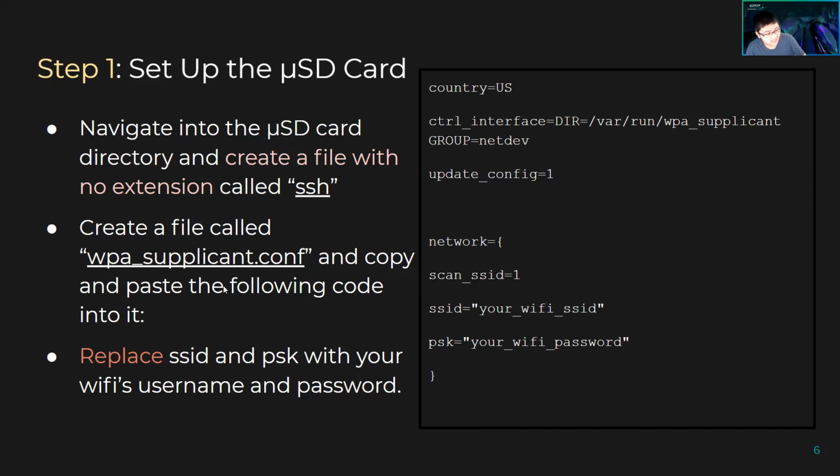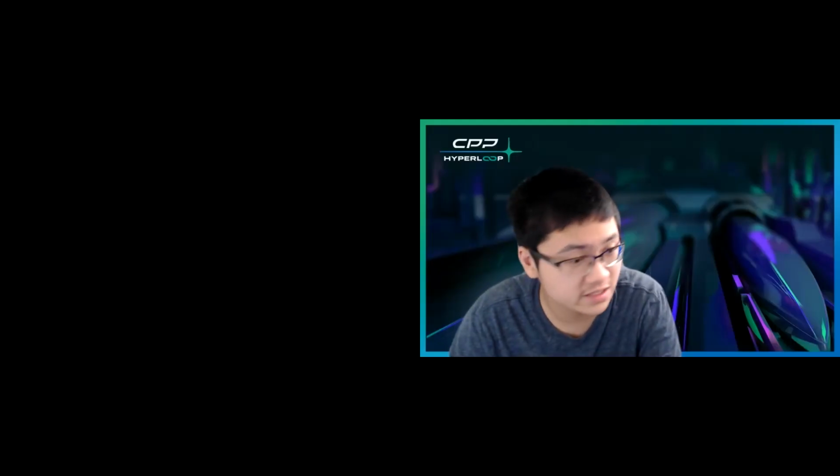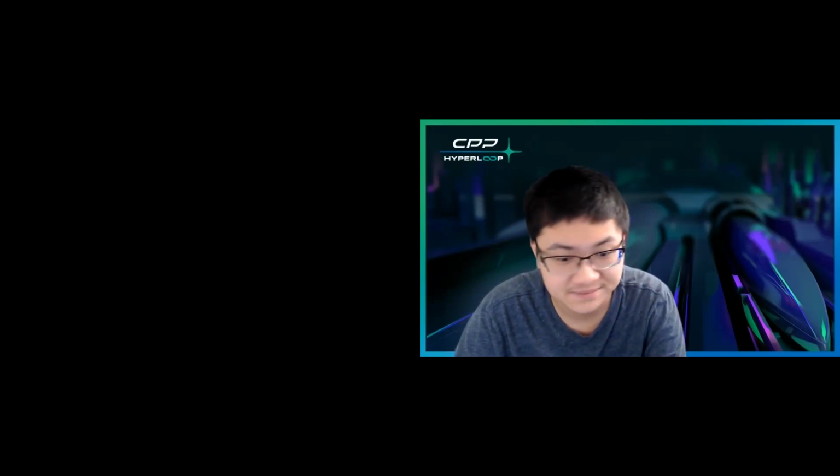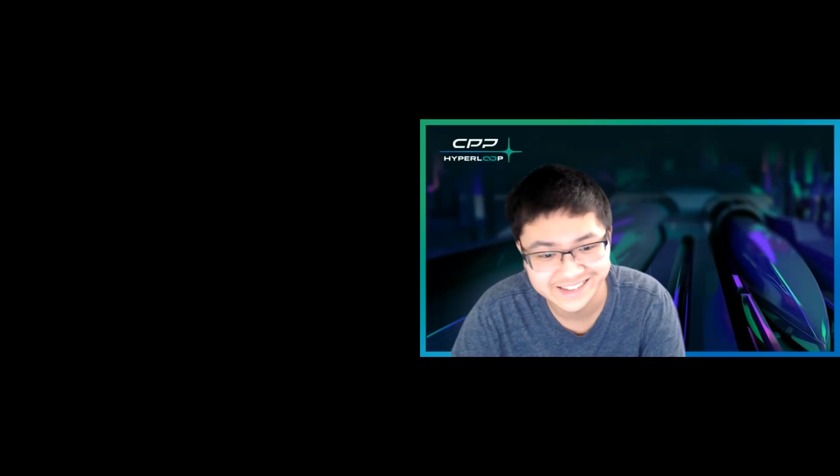You want to replace the SSID and password with a Wi-Fi username and password. That's simple enough. Make sure you keep the quotation marks around it. So let's go ahead and do that. I have my Raspberry Pi and one of my SD cards ready to set up here, so I can show you guys how it's done.